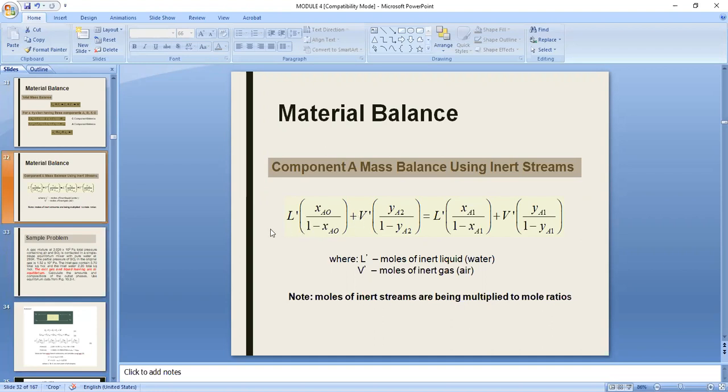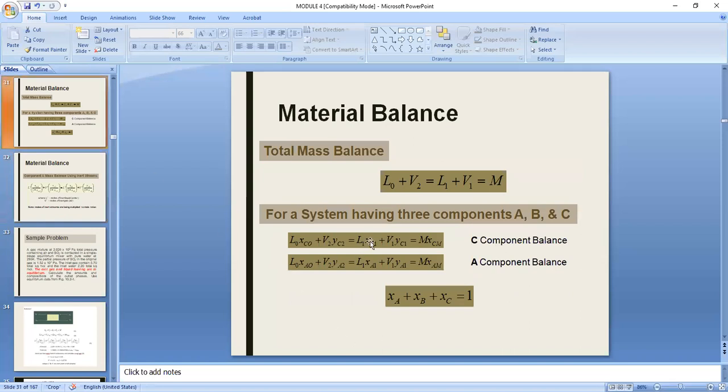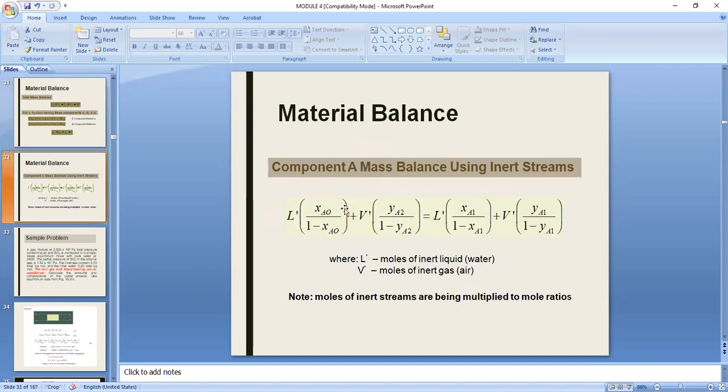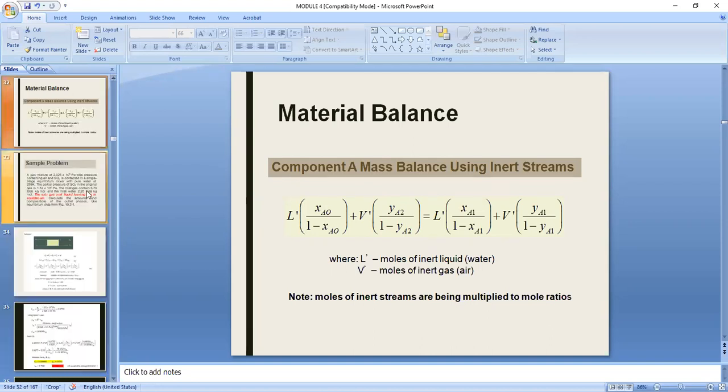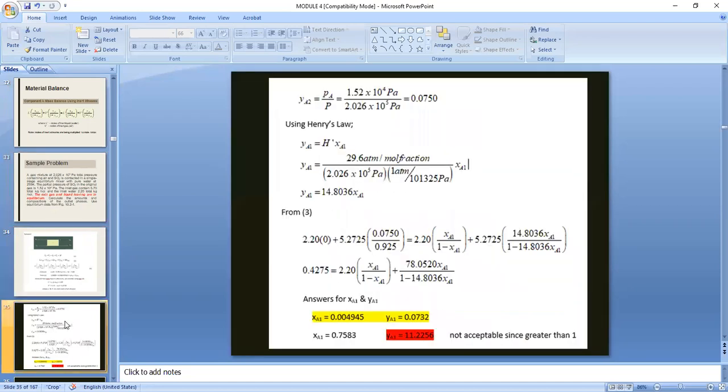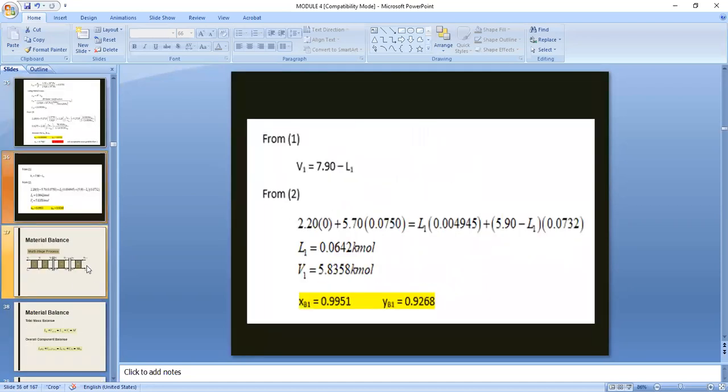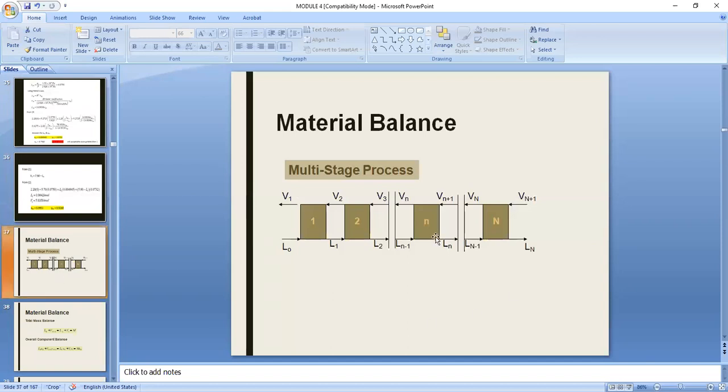This is most of the time very beneficial to use in problems wherein the original component balance equation will not help us determine all unknowns. So sometimes we use the total mole balance or material balance equation, and this one. It's mole balance, not mass balance, because we are using moles here in gas absorption. Now, this is a sample problem and that's the solution to the problem. So we'll skip that. We'll go to multi-stage processes.